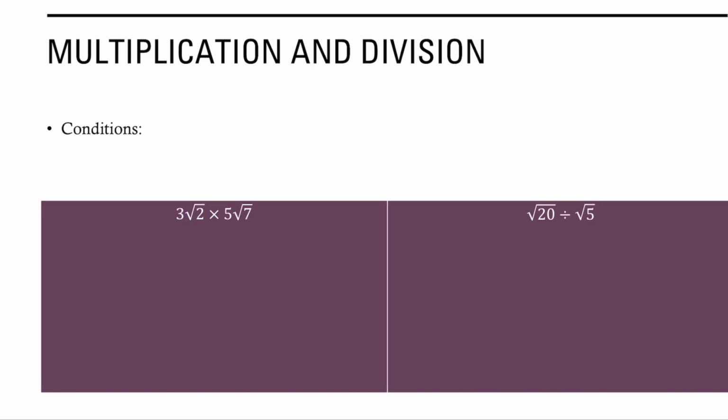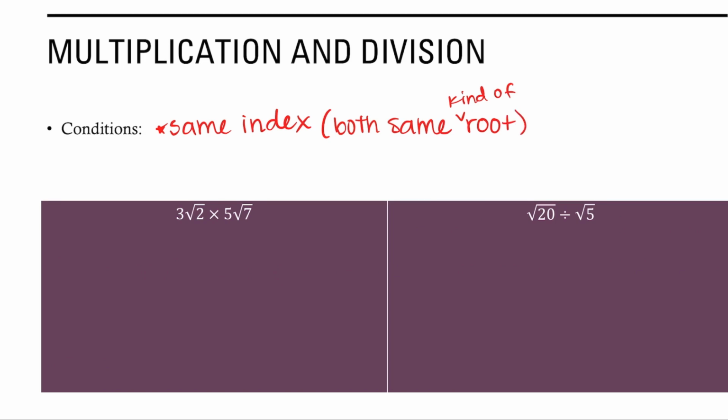So you actually don't have to have the same inside, but you do have to have the same, what we call index, meaning they both have to be square roots. Both same kind of root, I guess. So all of these are going to be square roots. I'm not going to be doing anything with any other kind of index today. But then all you have to do is you multiply outsides, or the coefficients, and you multiply the insides, and then simplify if you can.